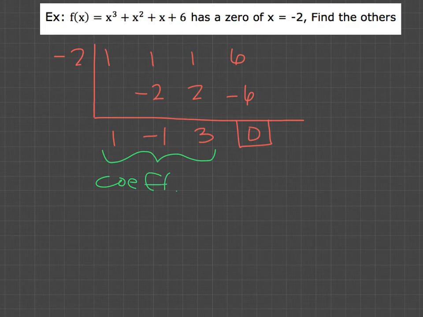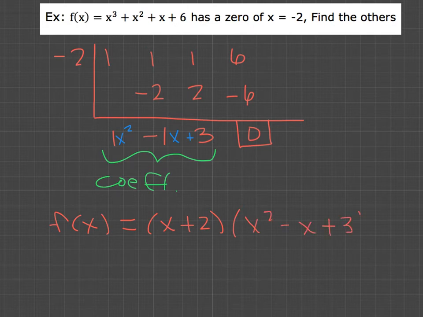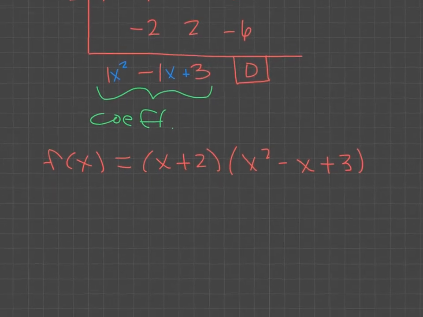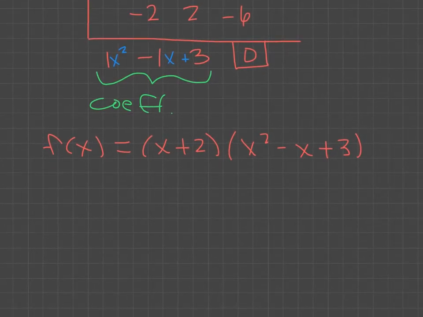And we can write our polynomial in partially factored form. So x equal to negative 2 gives us a factor of x plus 2. And then using those coefficients, we're going to have x squared minus x plus 3. So we get x squared minus x plus 3. Okay, so we want to use this quadratic to find the other zeros.